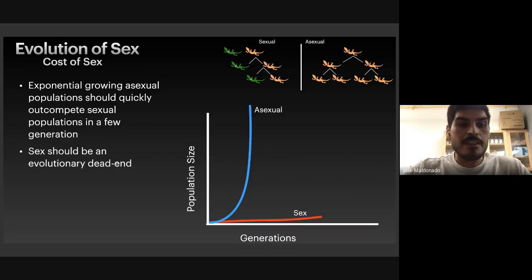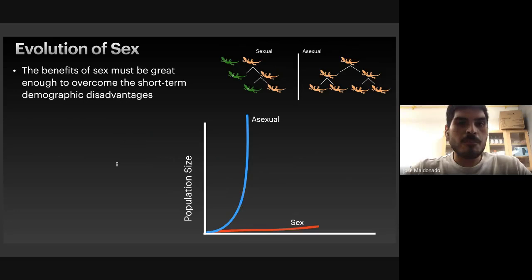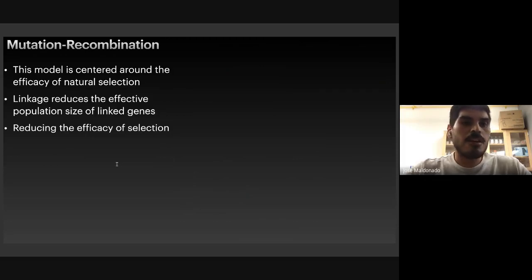So here it seems that sex is the evolutionary dead end, and that asexuality should be the dominant form of reproduction. But we don't see that in nature. It's the opposite, meaning that sex must confer some large enough advantages that it outweighs all of its cost. Yet identifying and determining these advantages has been somewhat difficult. Now, there's been multiple models that have been suggested to resolve this problem. And one of the models that holds lots of promise is known as the mutation recombination model, that is centered around the efficacy of natural selection.